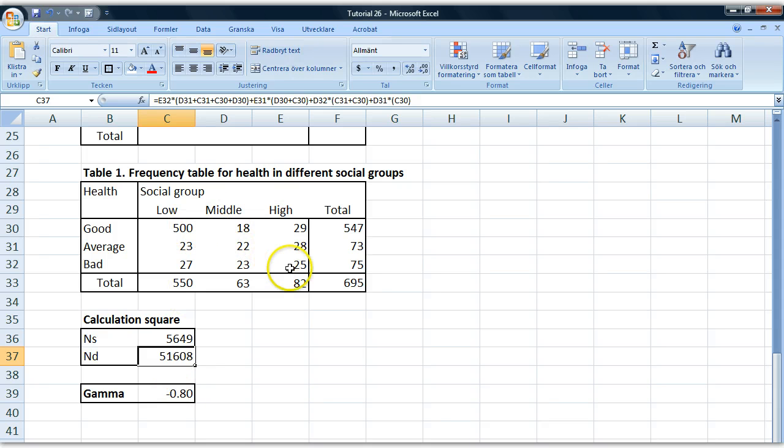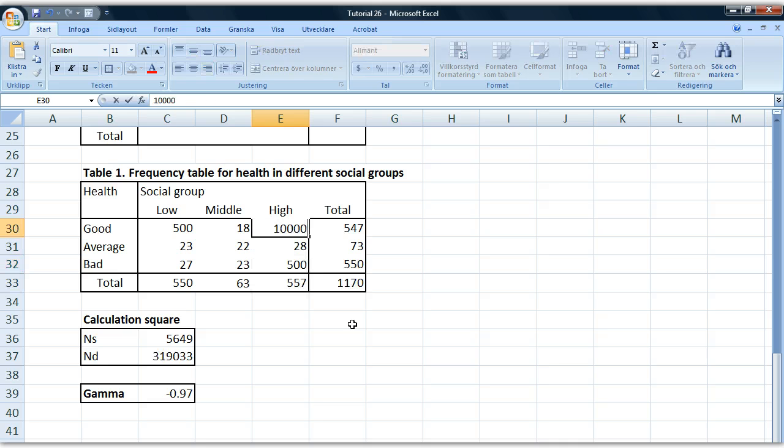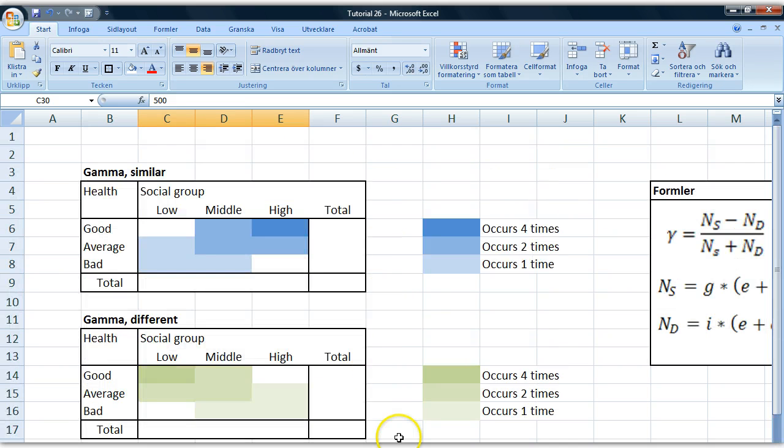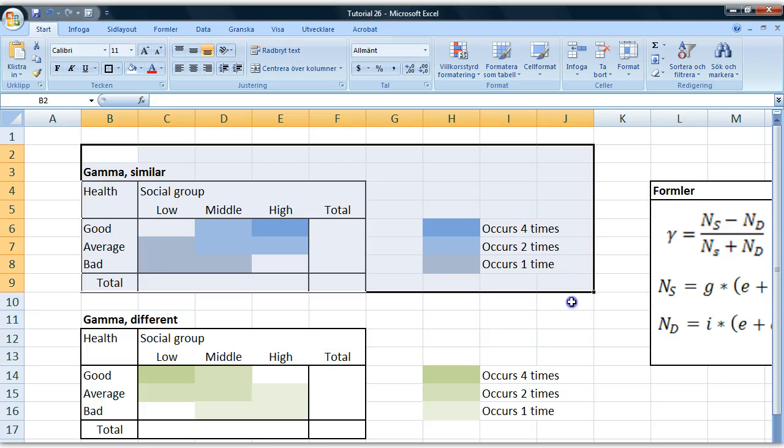I encourage you just to try that out. Put in some extreme values. We could put 500 there and get even stronger, or if we had 10,000 here, we would suddenly get a positive relationship. Just try putting in different values in this table and see how the different values change. And I wish you good luck with this gamma correlation coefficient.